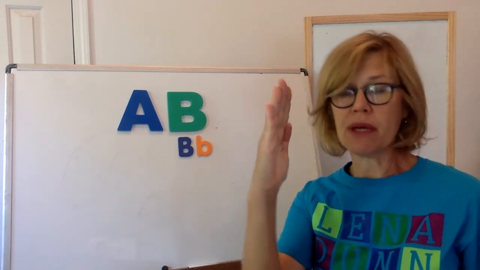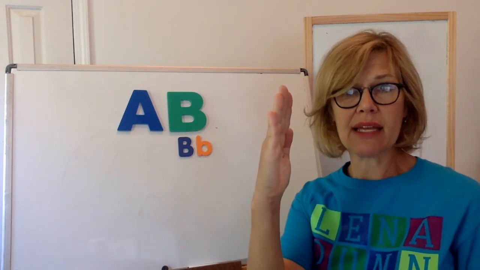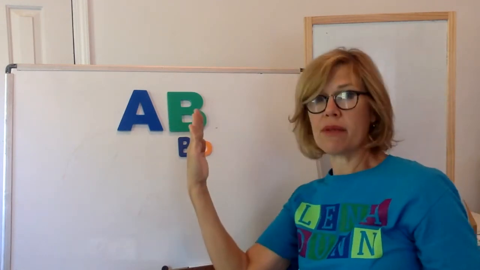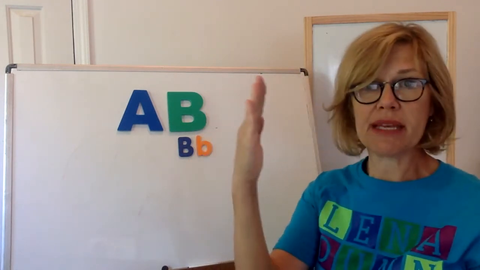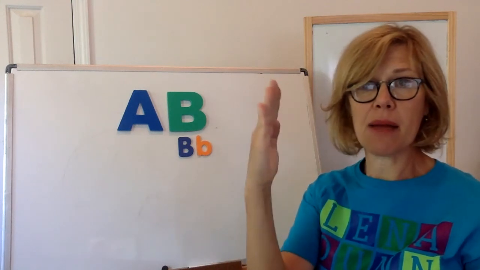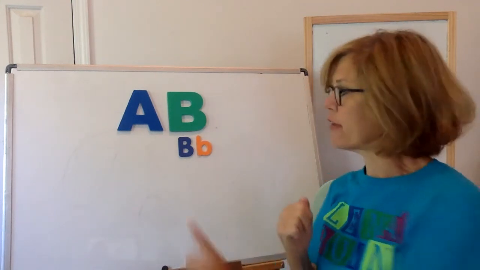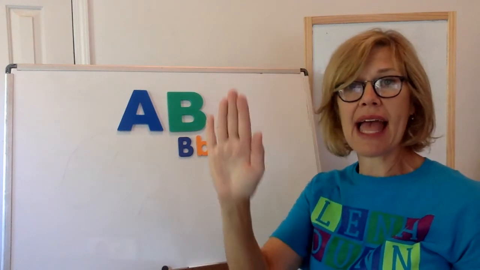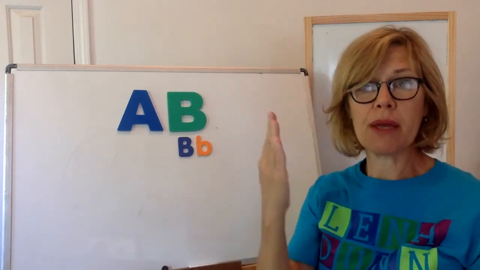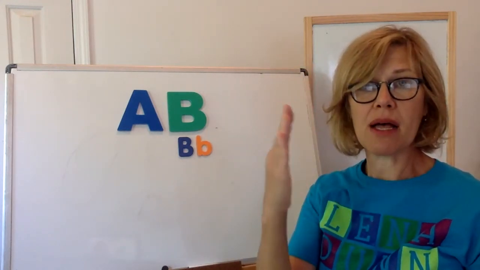Put your hand up with your palm facing this way, just like the letter B faces this way. And we say B says ball. Now let's put it together. A says apple. B says ball.